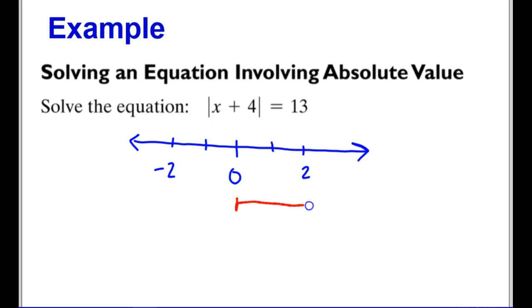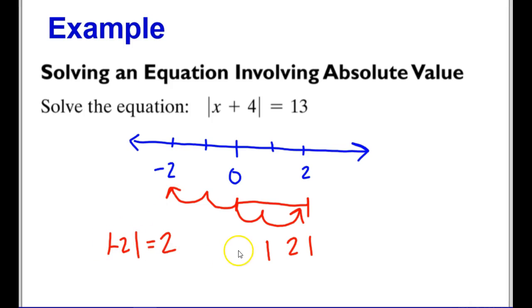So if I go over here, I'm 1, 2 steps away, so my absolute value here would be 2. Again, even if I'm going towards the negative side, I'm still taking 1, 2 steps. So the absolute value of a negative 2, it took me 2 steps to get there.